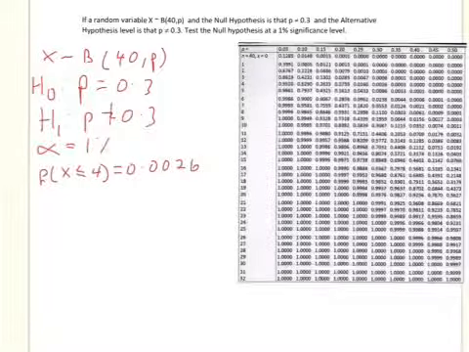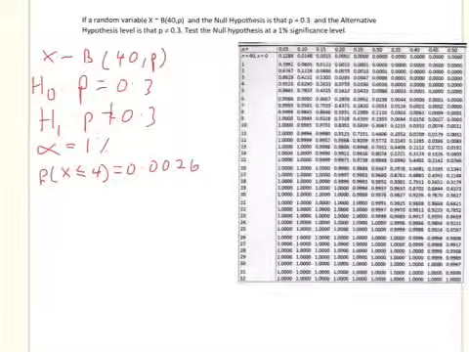Remember, it's a two-tailed test, so we're halving 1%. Half of 1% is 0.005. 0.0026, that's less than 0.005. 0.0086 is bigger. So our critical region is going to be 0, 1, 2, 3, 4, and the critical value is going to be 4.